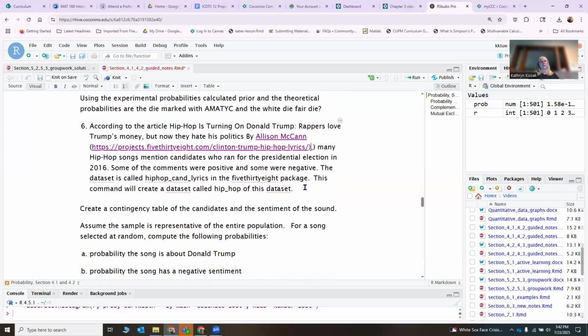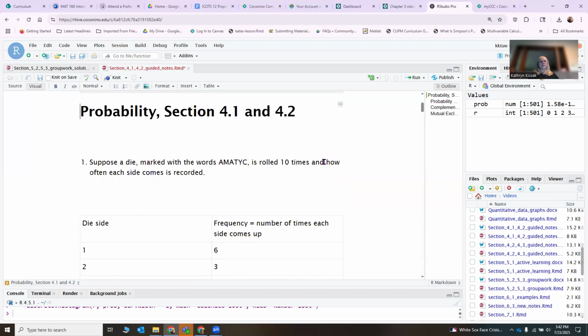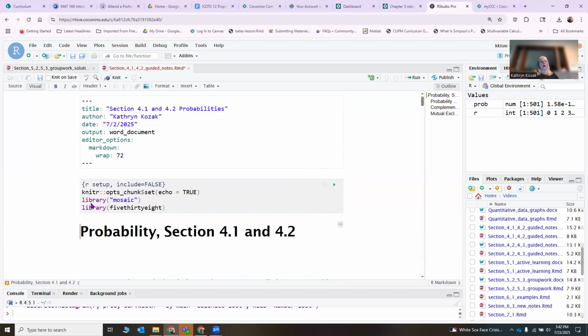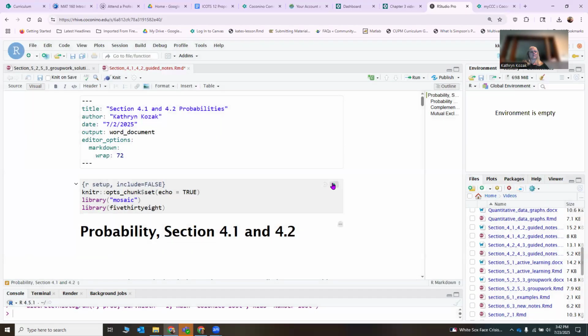So I'm sorry, I don't know why I have that on there. We need to create a contingency table for that. So we're going to create a contingency table for this. What I need to do is go back to the top and run my setup package. And I'm going to actually clear out the one that was in there before. And then I'm going to run this one.